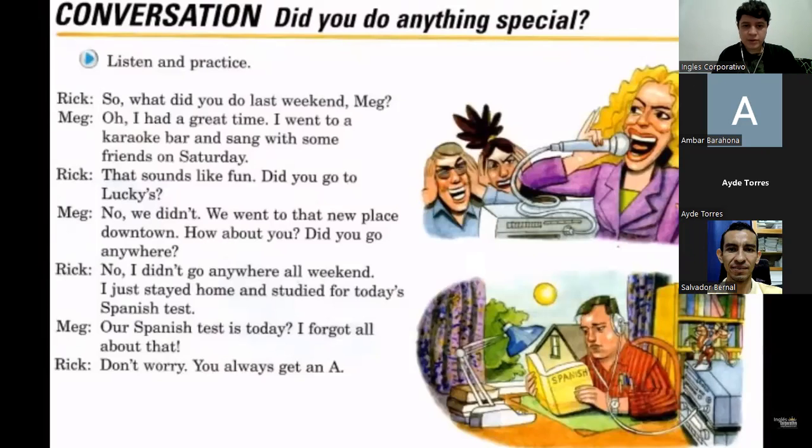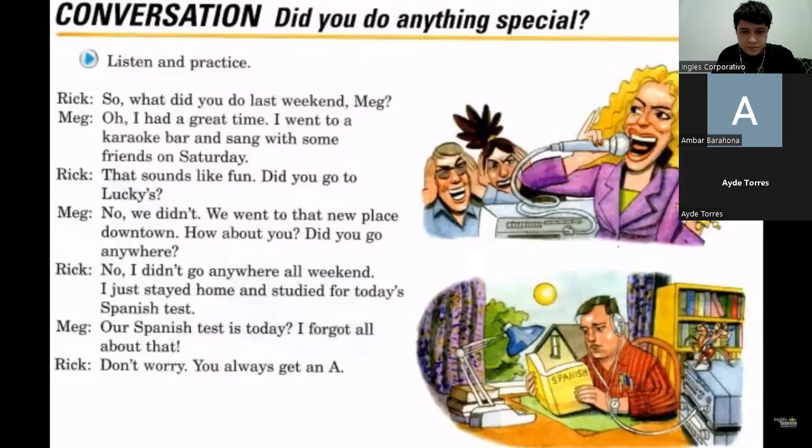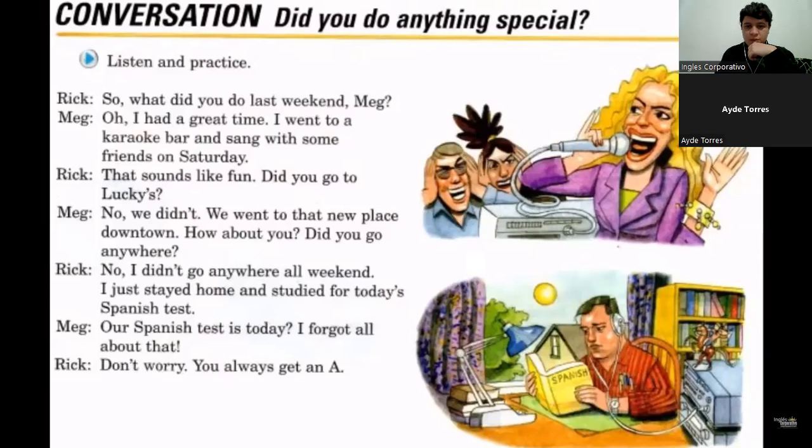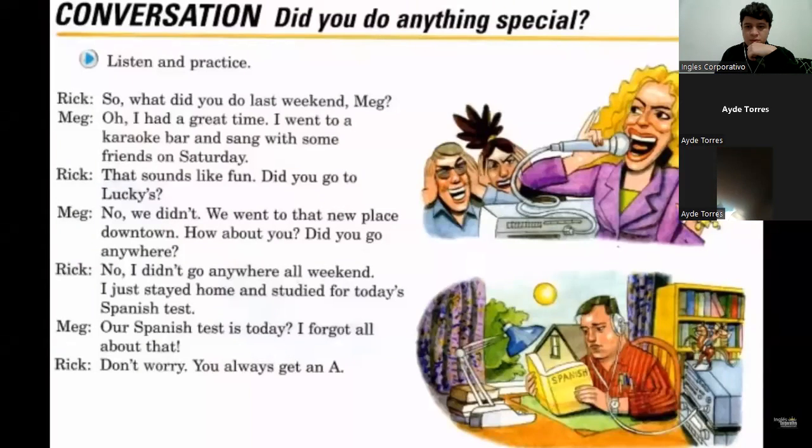Okay, Ambar, Aide, Salvador, if you can help me, please. Thank you. Amber, if you can help me, please. Hello, Aiden. Hi, teacher. Hi, let me assign you to a group, okay? And if you cannot access, you can stay here. I'm going to assign you one, okay? But let's try with this one. Okay, perfect.